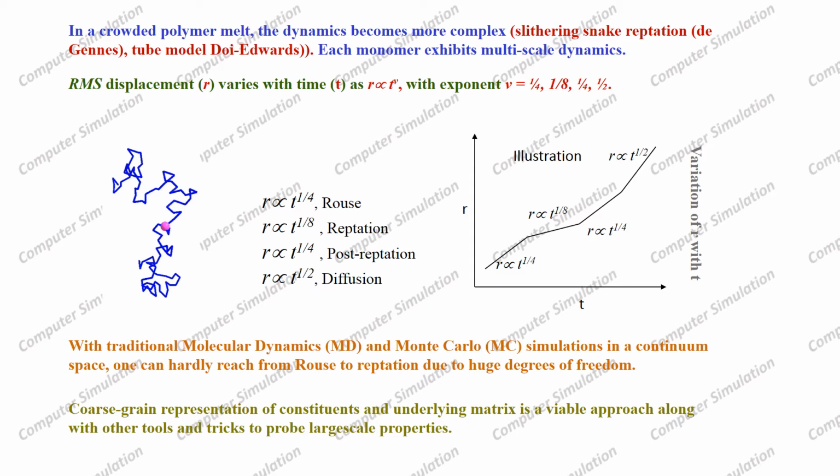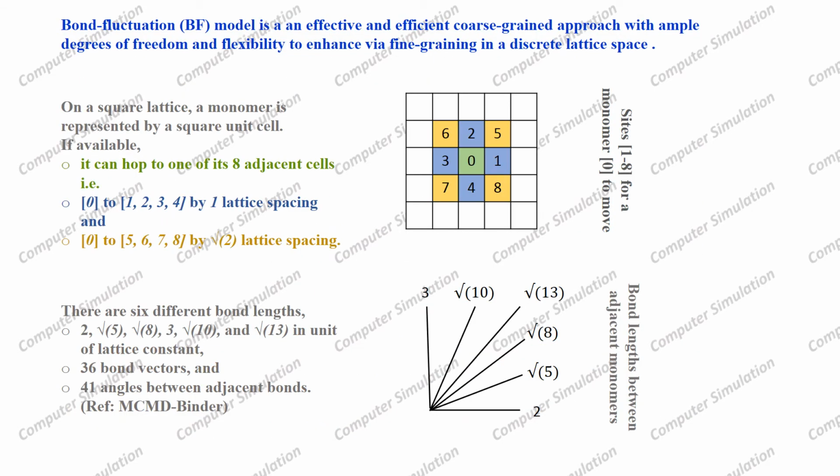With traditional molecular dynamics and Monte Carlo simulations in a continuum space, one can hardly reach from Rouse to reptation due to huge degrees of freedom in a complex melt, which requires a relatively high concentration of large polymer chains in a simulation box. Coarse-grain representation of constituents and underlying matrix is a viable approach, along with other tools and tricks, to probe large-scale properties of such systems. The bond fluctuation mechanism is an effective and efficient coarse-grained approach with ample degrees of freedom and the flexibility to enhance with fine graining in a discrete lattice space.